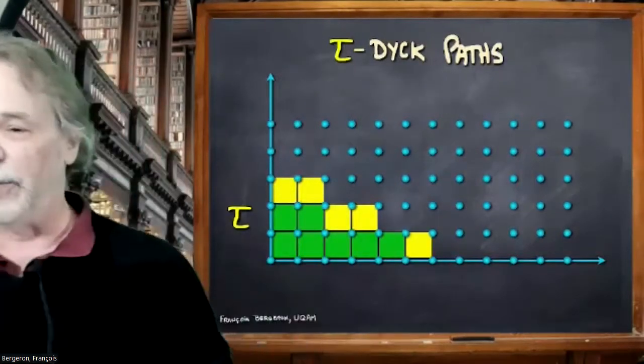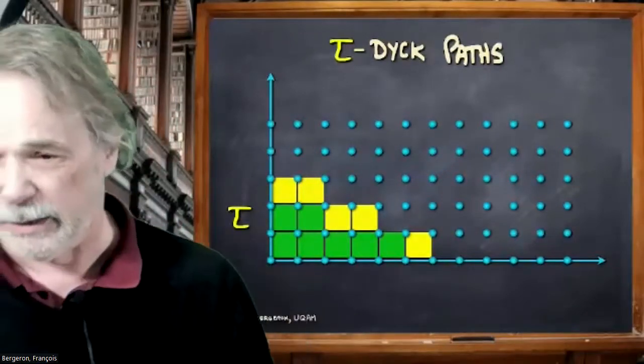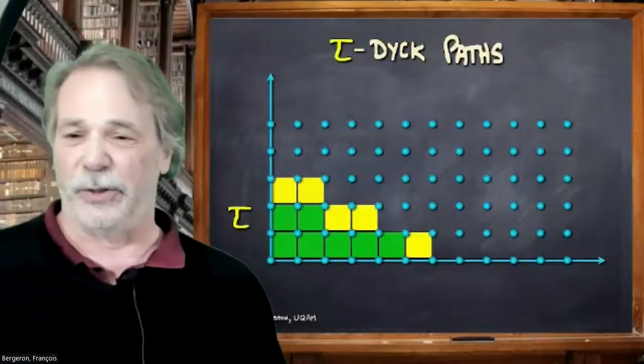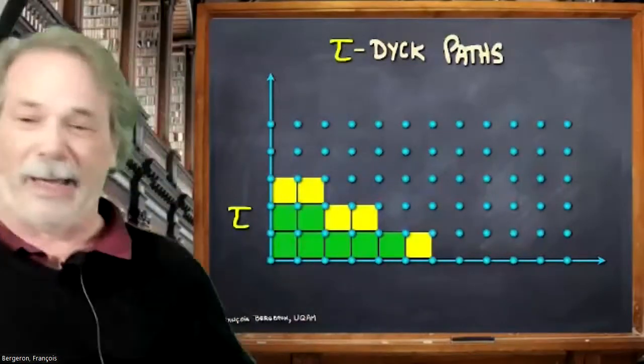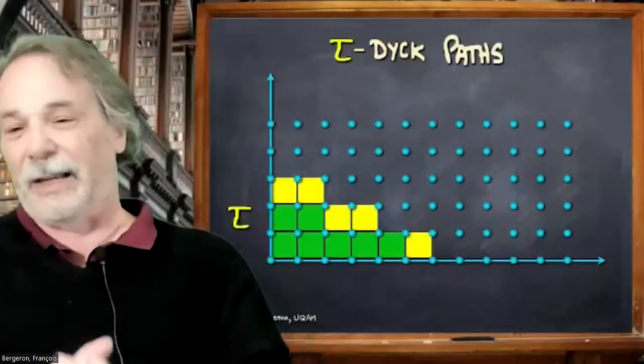Oh, by the way, I use French notation because Cartesian coordinates are natural in French notation. If you use English notation, you have to look at all of this upside down in the mirror, and it's very complicated. And then you don't use Cartesian coordinates.